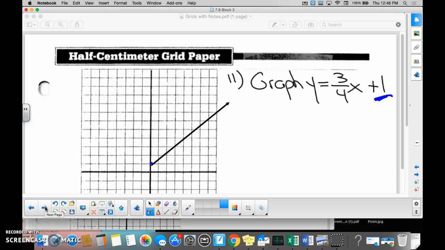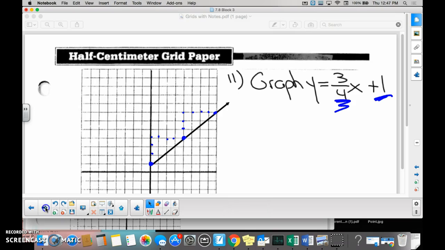So if we start with the y-intercept at 1, how far are we rising? 3, 1, 2, 3. How far are we running? 1, 2, 3, 4. How many points do you need on a graph before you can graph it? 3. So what should I do now? And that's our rise over run, right? We cool with that? Yeah.